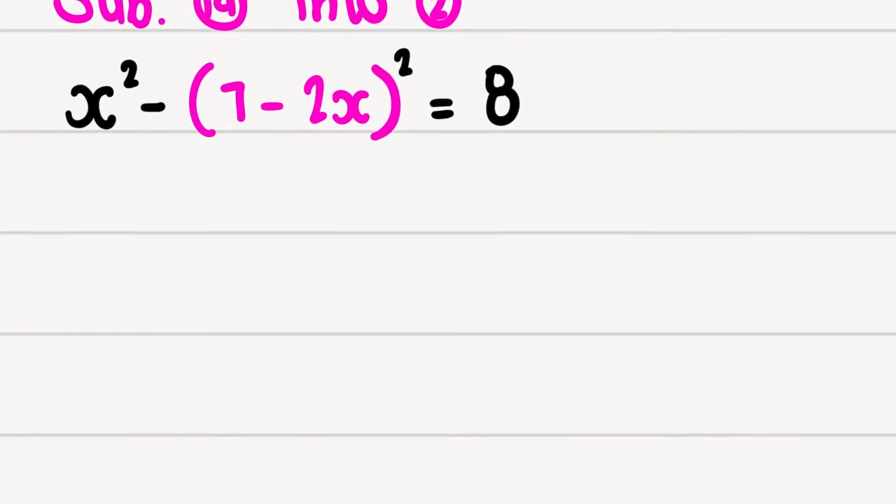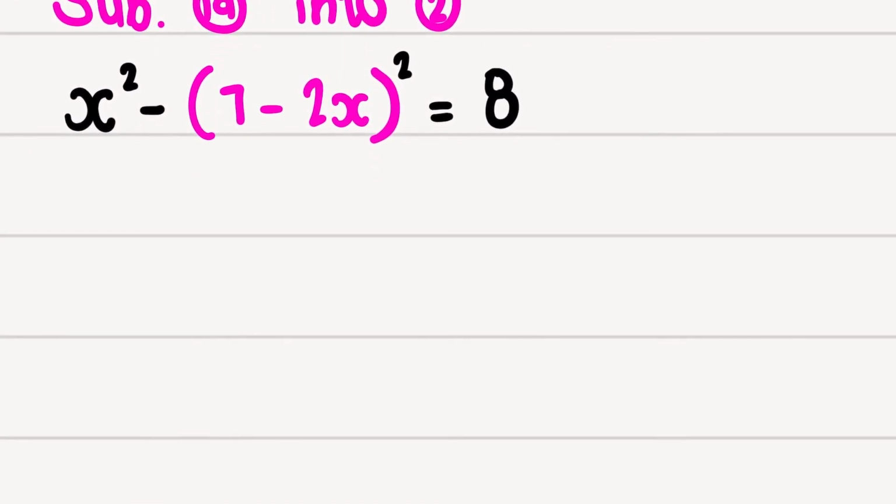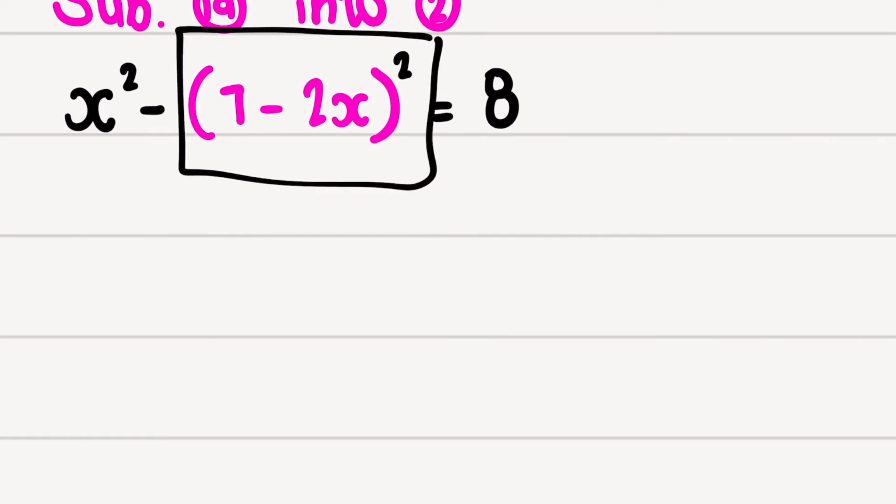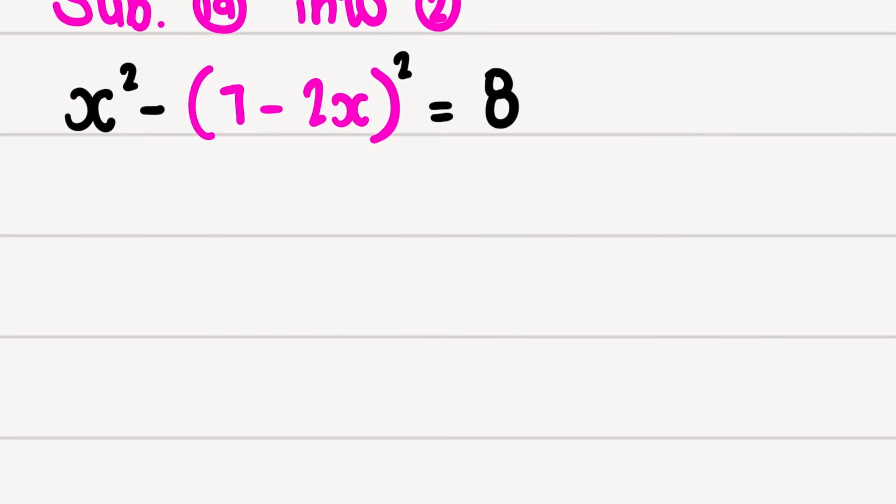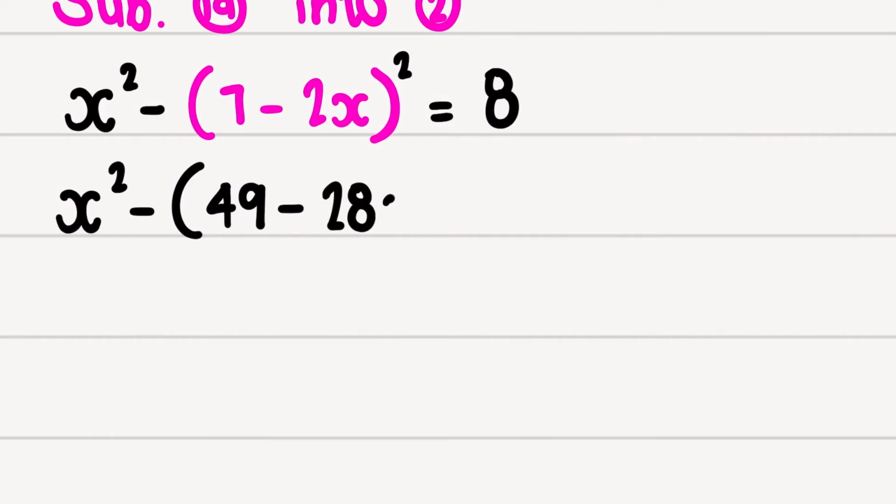So now I'm going to solve this. Again, I'm going to start by doing the squared. I'm going to start by doing this bracket, and then I'm going to distribute the negative sign in. So I'm going to have x squared minus, when I square this binomial, 7 squared is 49. Then I multiply the two terms together. 7 times negative 2x is negative 14x. I double it: negative 28x. And I square my second term, negative 2x squared.